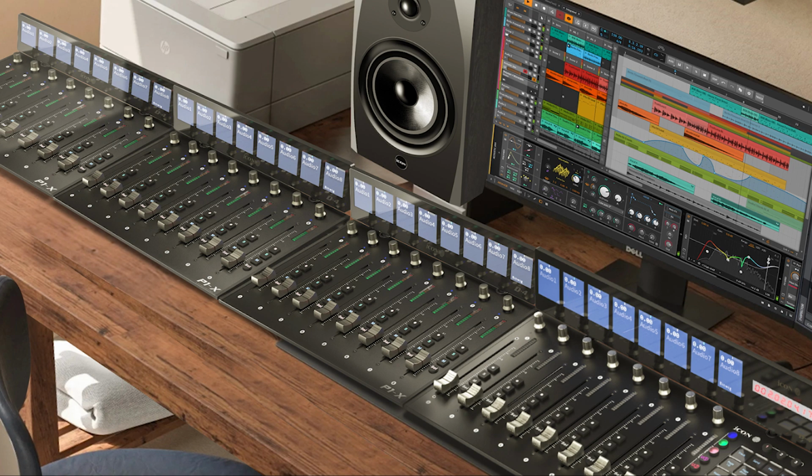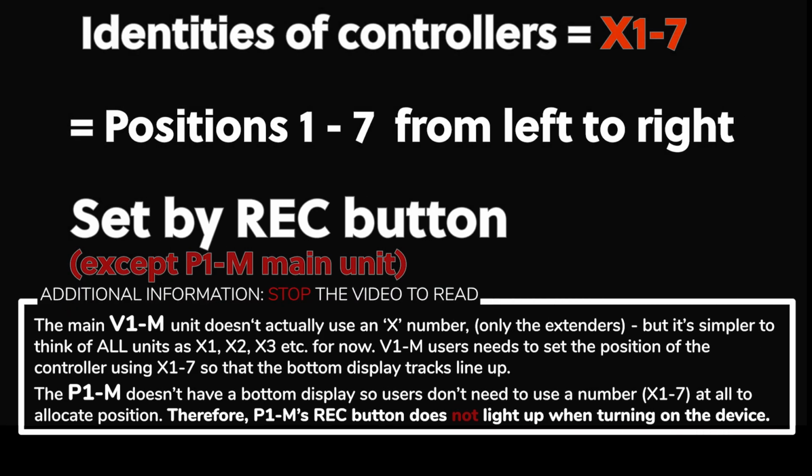The order in which the units are placed, for example, one extender to the left of a main unit or a main unit placed in between two extenders, is determined by the order in which you configure the units in your DAW. However, the DAW needs to be able to identify which unit is which in order to do this. Therefore, we need to assign an identity to each unit. These identities will be known as X1 to X7, so for example X1, X2 or X3, pertaining to position 1, position 2, position 3. As I'm sure you've already surmised, it's set using the record key of your extender or main unit when it's switched on.